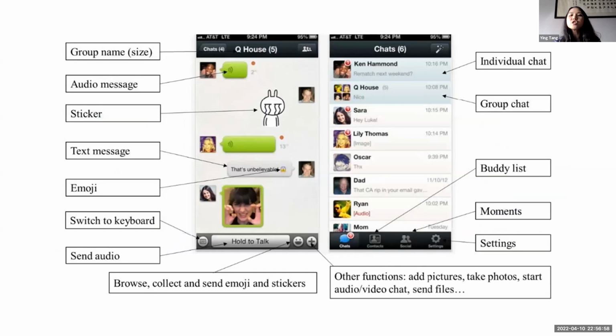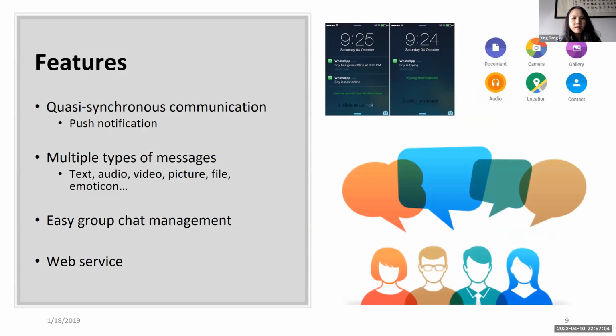So this is a screenshot of a MIM group chat, and I can skip this. So some features of mobile instant messaging, we call it a quasi-synchronous communication.